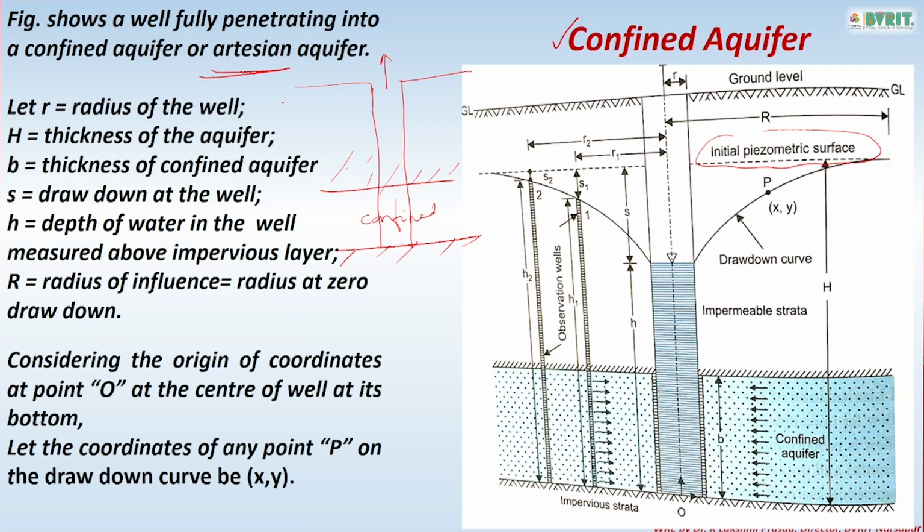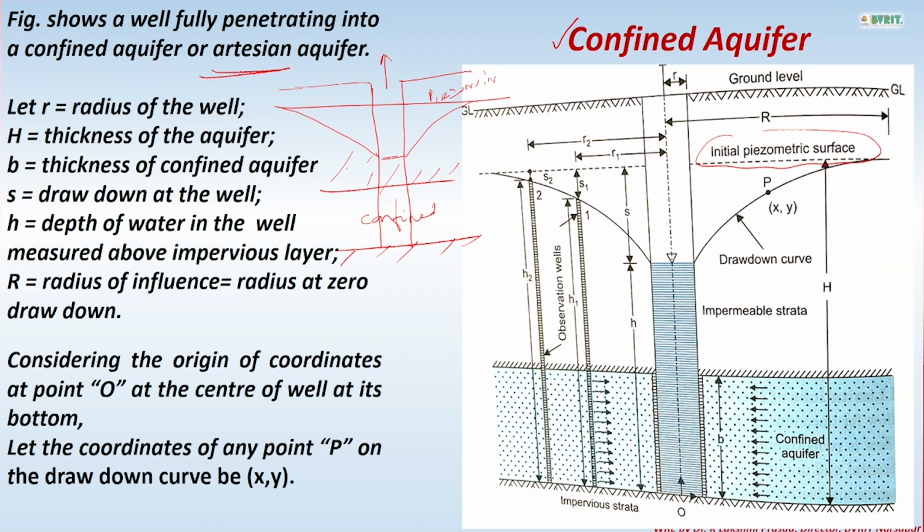The moment you start pumping, naturally initially this is the piezometric surface. Now you draw this, right? This is the cone of depression or drawdown curve. So now the remaining, this is the radius of the well, then the radius of influence, all the other things. S is whatever the drawdown is, and H is the remaining part. All that you can record here depending upon the given things. So these are the basic things which we know. Now let us see the figure also.